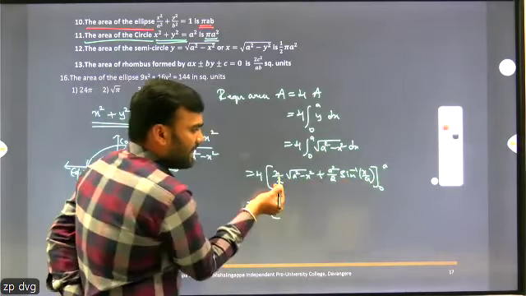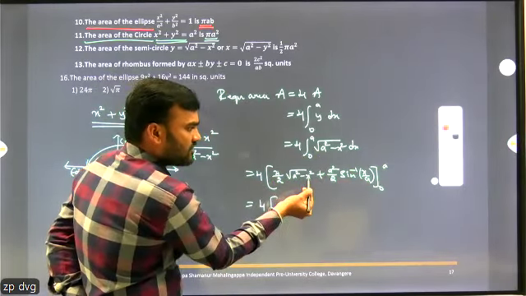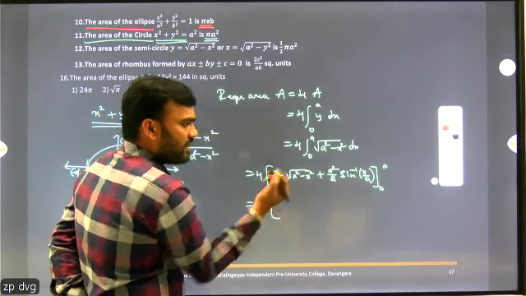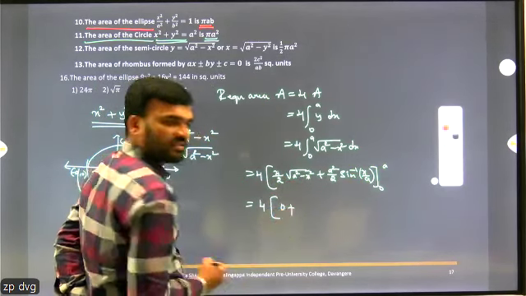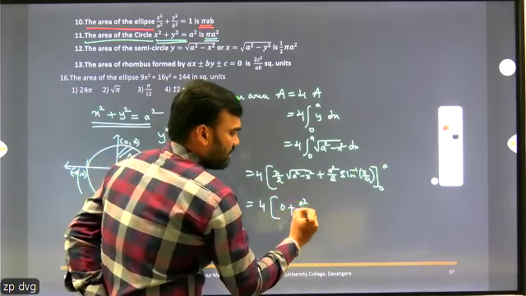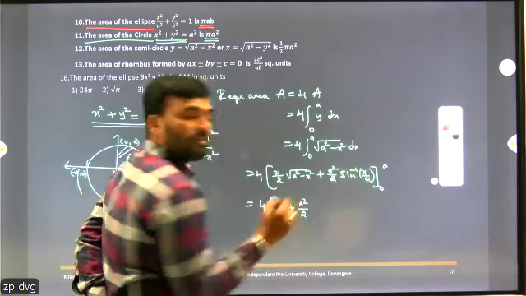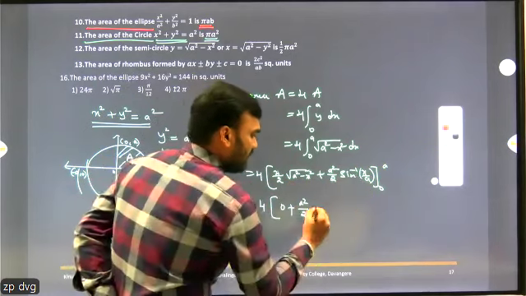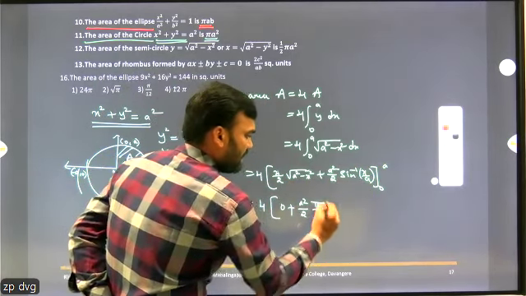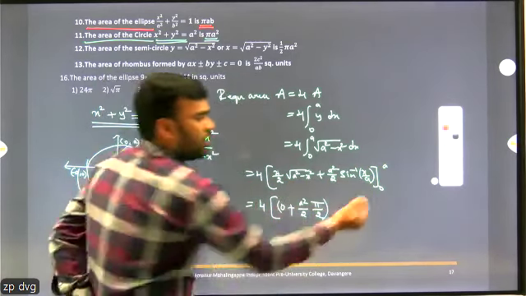A I am substituting in place of X. Correct? Here A by 2. Actually, I am putting A here, so A square minus A square, 0 will come. 0 plus. Next here, A square by 2. Here sine inverse A by A means 1. Sine inverse 1 means Pi by 2. This is the upper limit A. Lower limit is what?